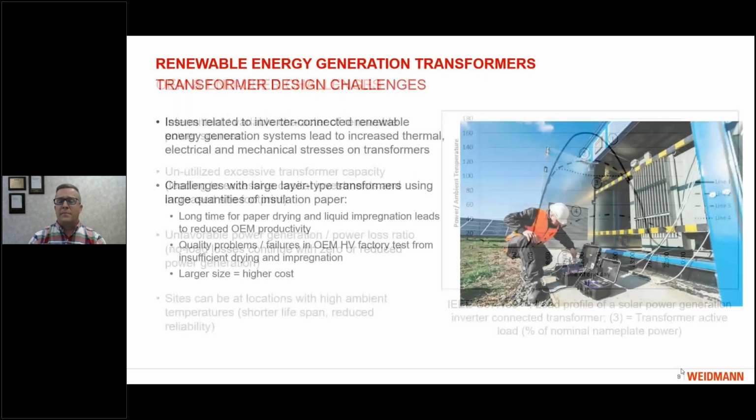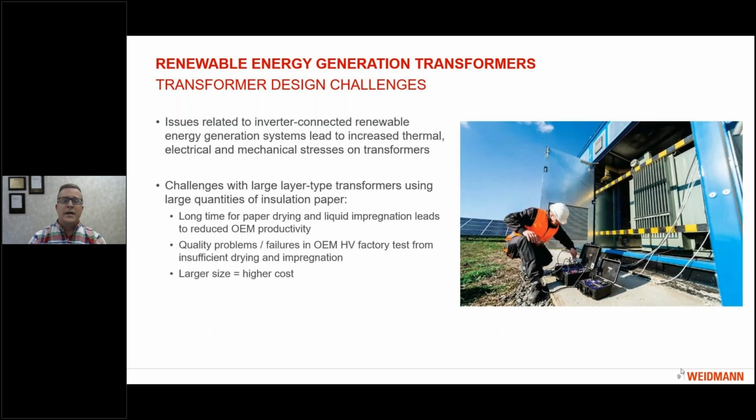And talking about some other challenges. These transformers are also typically connected to inverters, so the power coming from the solar panels, or sometimes windmills, is going through inverters. And when the power is coming through inverters, you can have harmonics and other power related situations that really increase the thermal, the electrical, and the mechanical stresses on these kinds of transformers.